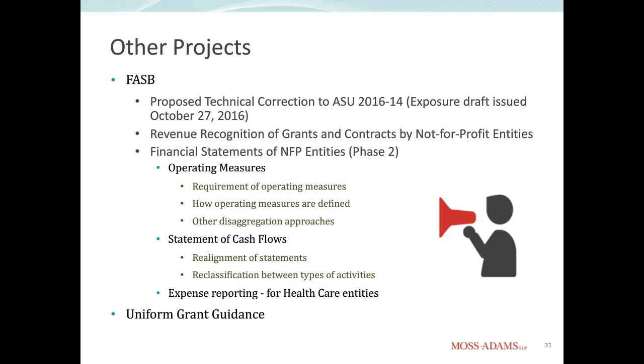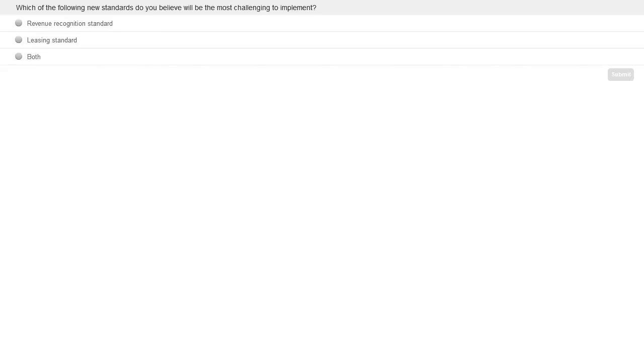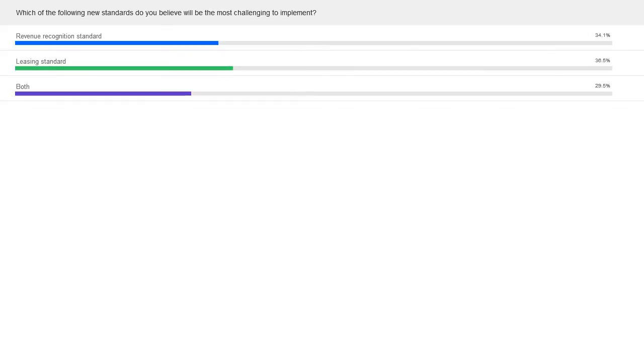And now we're going to move to our final polling question. Which of the following new standards do you believe will be the most challenging to implement? Okay. Well, it looks like it's almost a tie. So it looks like revenue, leasing, and then both are pretty close there.